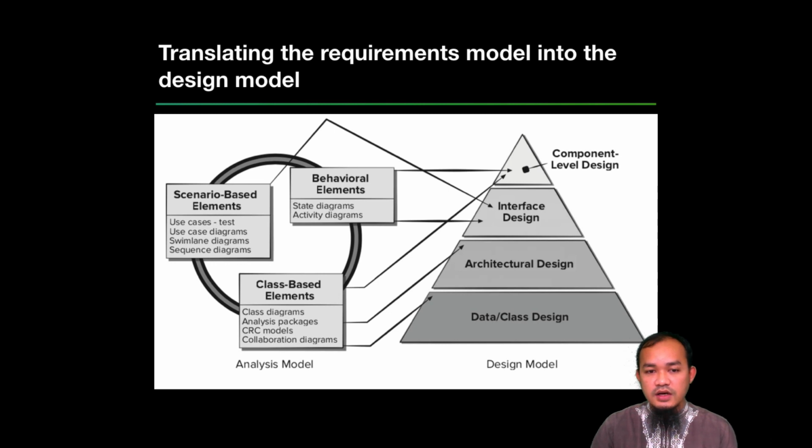In class-based elements such as the class diagram, what we know as the analysis class diagram can be represented at different levels: component-level diagram, architectural design, and data class diagram. In analysis we have the analysis class diagram. In design we have the design class diagram. They use the same model, the same diagram, but represented at different levels. Here are analysis and design.